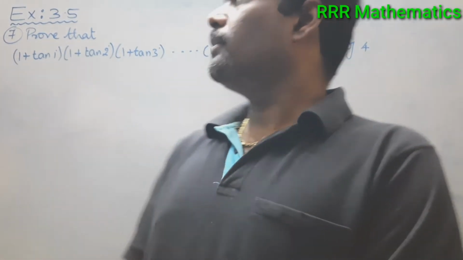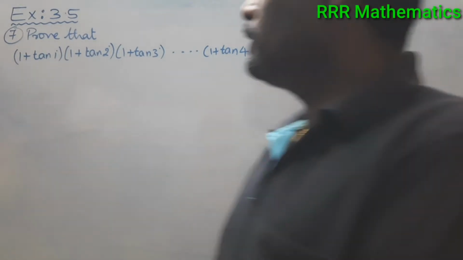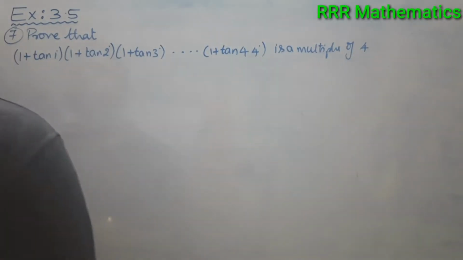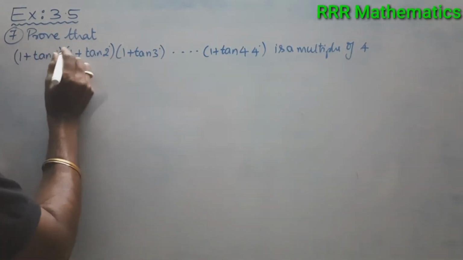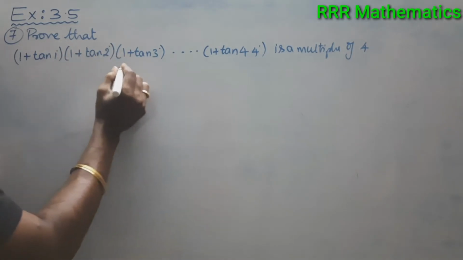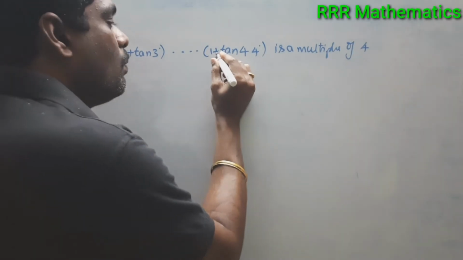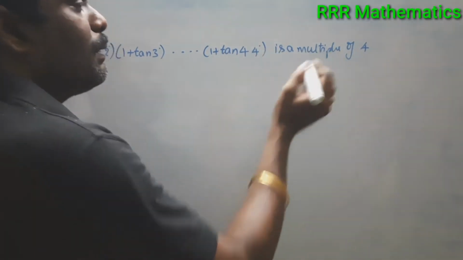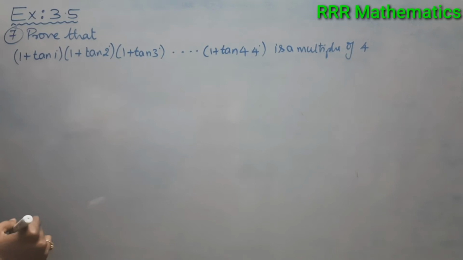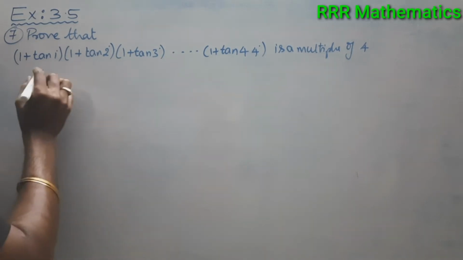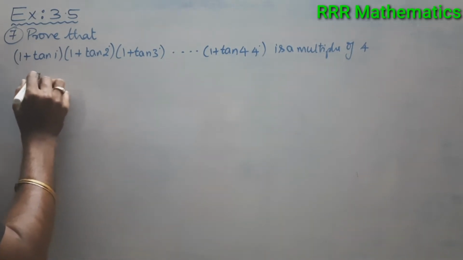Exercise 3.5, question number 7. We want to prove that (1 plus tan 1 degree) into (1 plus tan 2 degree) into (1 plus tan 3 degree), etc., into (1 plus tan 44 degree) is a multiple of 4. I think I'll use this condition here.